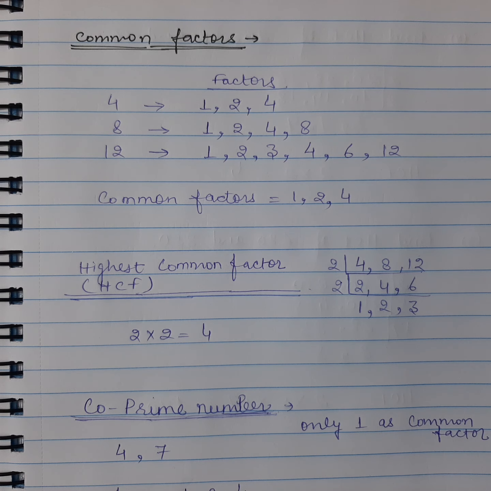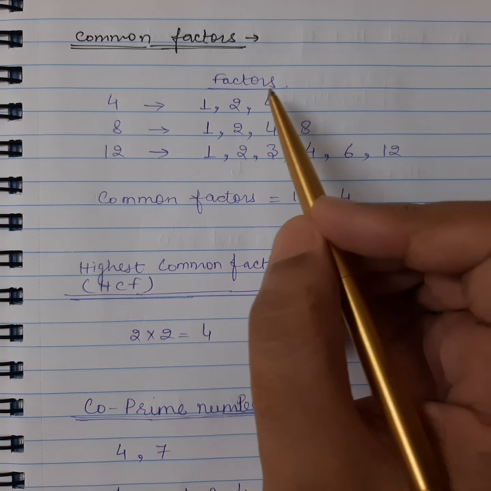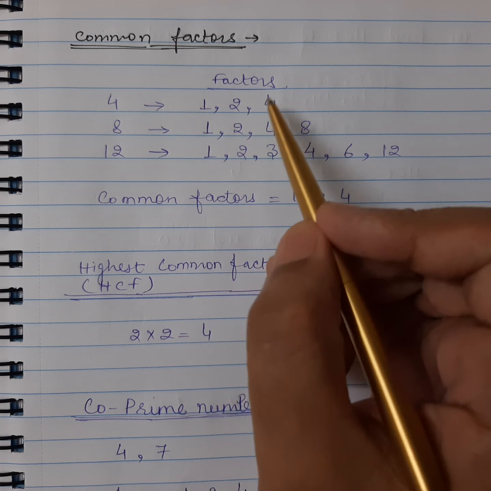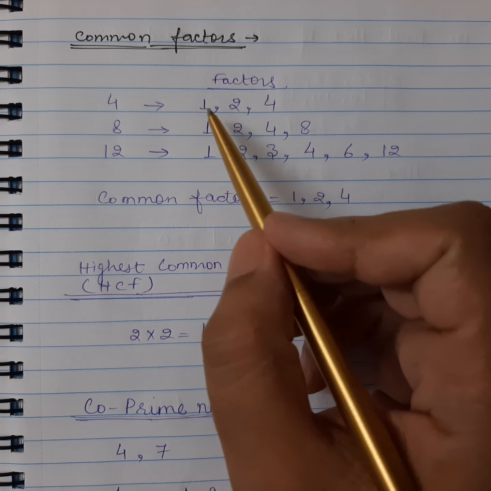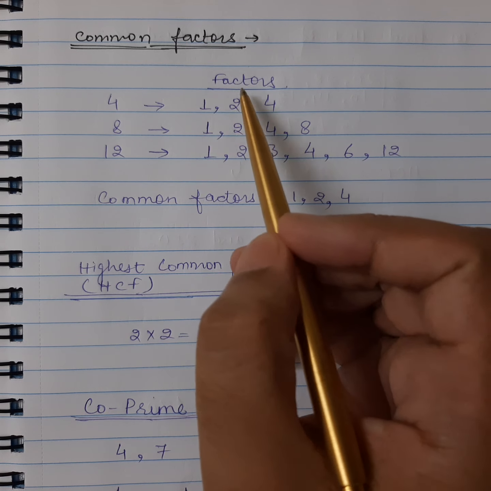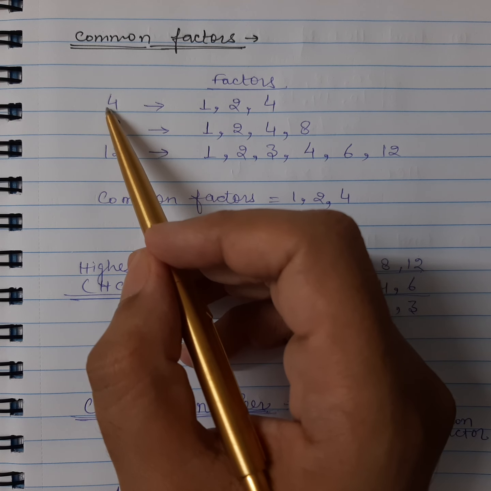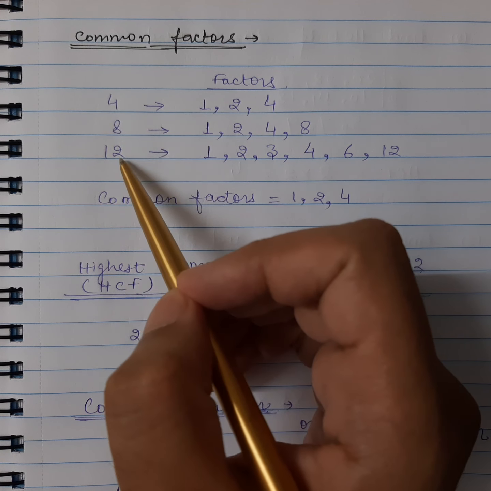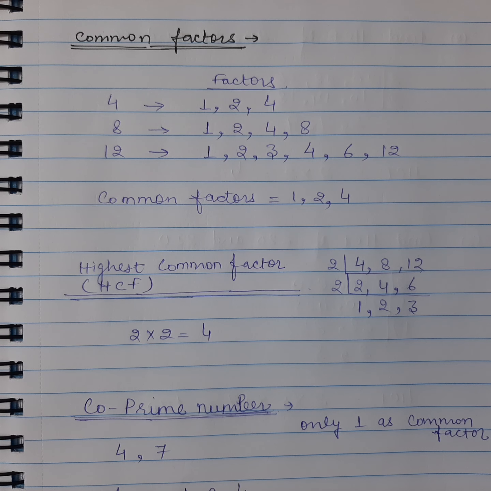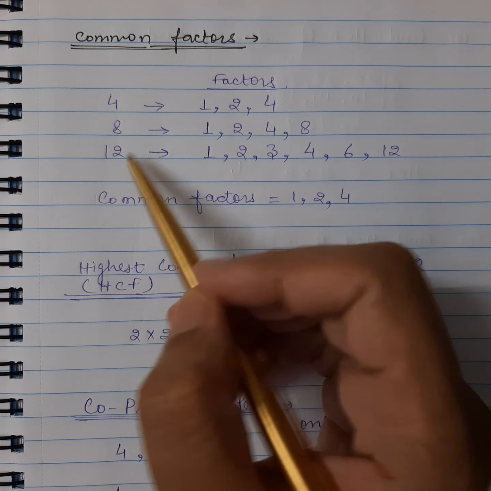Hi, let's learn factors, common factors. So let's understand with the help of one example: 4, 8, 12. Let's find the common factor of 4, 8 and 12.